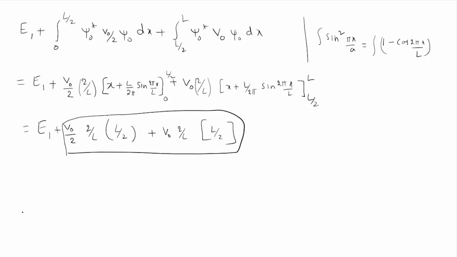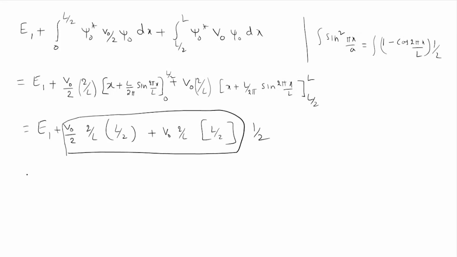Sir, in the formula it will be changed. 2 sine square theta equal to 1 minus cos 2 theta. No, there is a half. There is a half factor, right? Yes, sir. Okay.